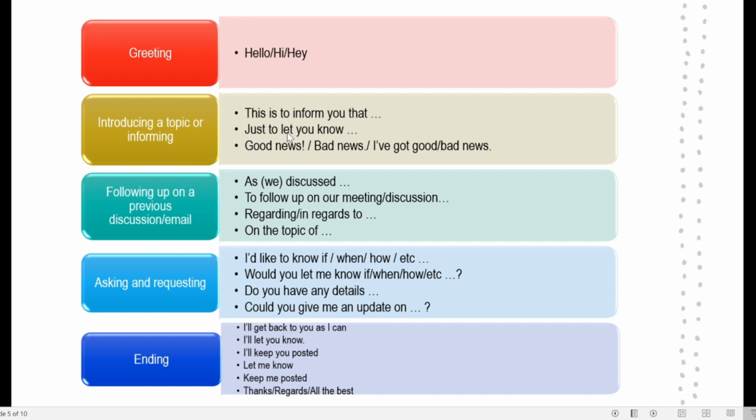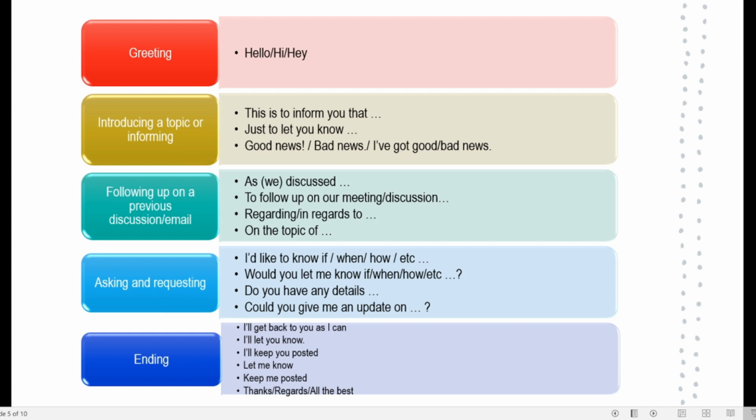And then after starting the email by giving the greeting, you can start introducing a topic or informing. Like, "This is to inform you that," for example, Mr. Budi has been moved to the sales division. And then, "Just to let you know..." So you can use this when you compose an informal email. Or you can just go directly using expressions like "good news" or "bad news." Of course, it depends on the level of formality of your email.